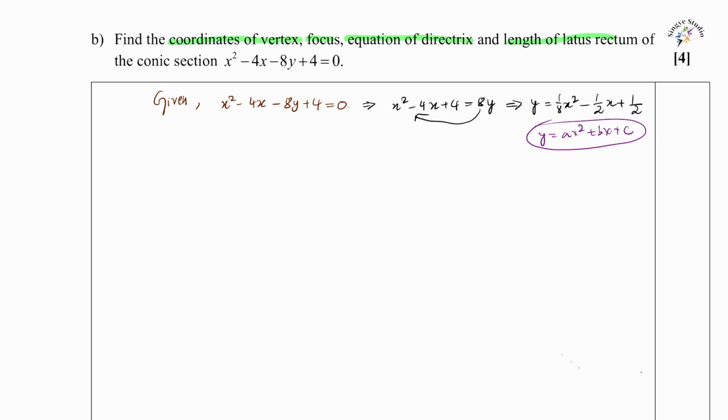And if you see this very carefully, this a value is greater than 0, which is positive, which means that this parabola will be an upward parabola, since our variable x has the degree of 2. If it had something like x equals something times y squared, with the value of a greater than 0, then it should describe the right-handed parabola. So these are the basic pieces of information that you have to know.